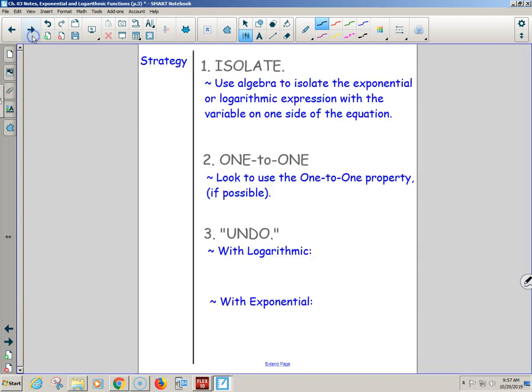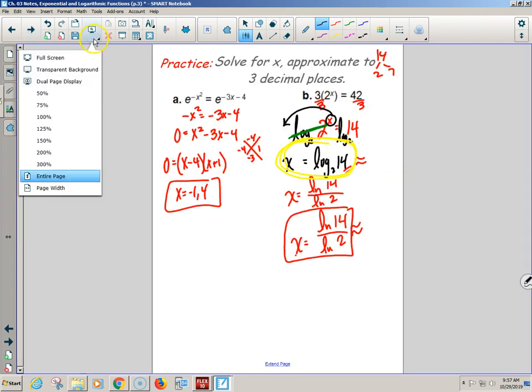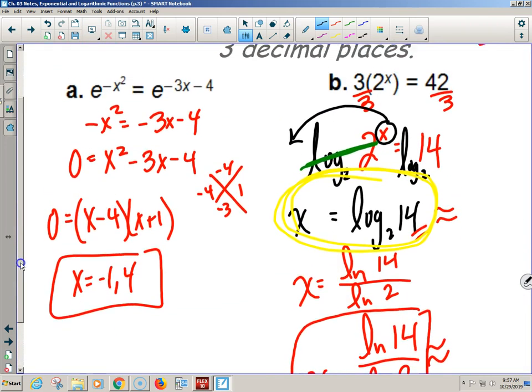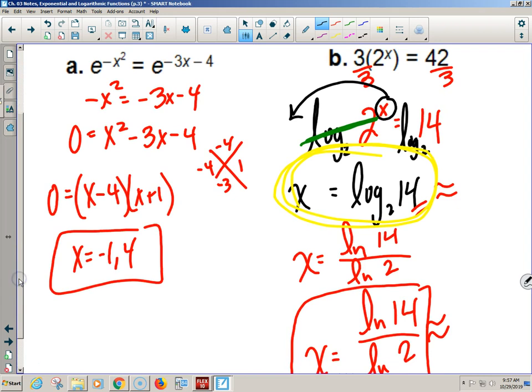We did an example yesterday. We're going to come back to that, yeah? We did an example yesterday where we could not make the bases match. This one we could, and whenever we make them match and we solve, that's called the one-to-one property. Some of them are easy like that. But then we got to this one, and it was like, okay, make it match or undo. This one, make it match.